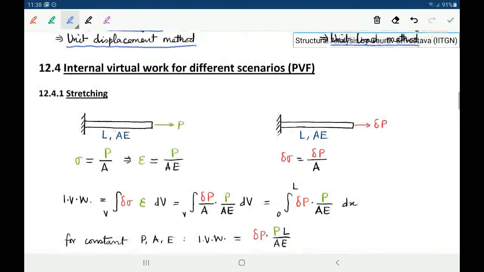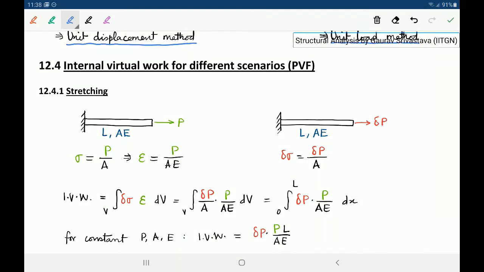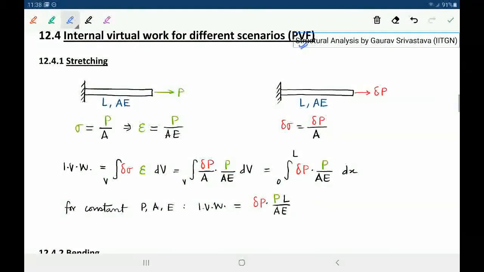Now moving on, just like we had expressions for internal energy for different systems under stretching, under bending, etc., we can have internal virtual work expressions for different scenarios with respect to the principle of virtual forces. So if we consider a stretching scenario, let's say this is the real bar where this is the real force being applied. So we have real stress. Real quantities here are being shown in green. So we have the real stress as P by A, the real strain as P by AE.